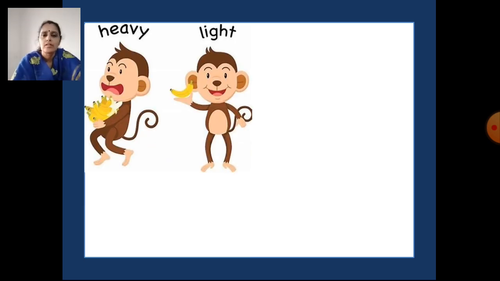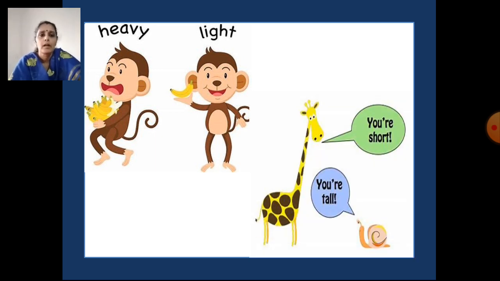Heavy, light. The first monkey is not able to carry the bananas because they're very heavy. There are many bananas, so very heavy. The second monkey has got just one banana in his hand, so it's very light. So heavy, light. Tall and short. The giraffe is tall, snail is short. So words that tell us about two different things are known as opposites.